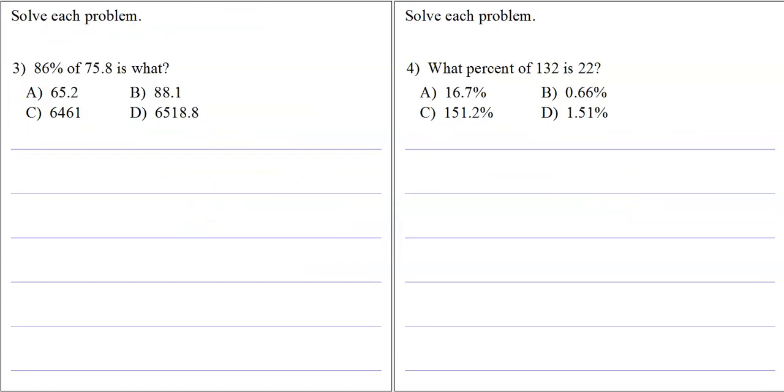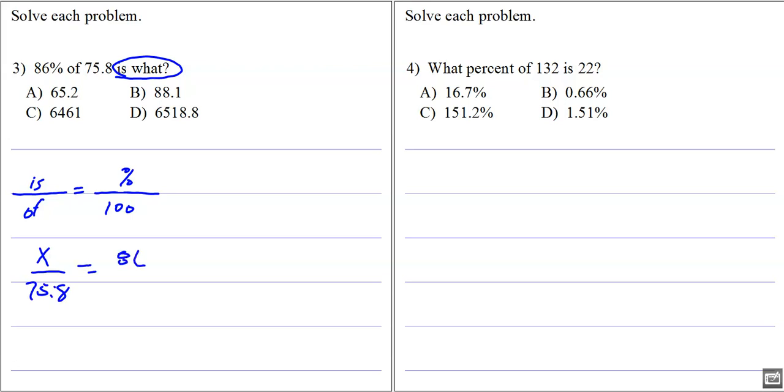All right, 3 and 4, so we're still doing some basics. 2 ways to set it up. If you want to use the percent proportion, I don't usually do it this way, but you can. You put your percent over 100, and then your is and your of go here. So if you're doing it this way, we don't know the is, we do know the of, and we do know the percent, and now you could just cross multiply if you'd like.